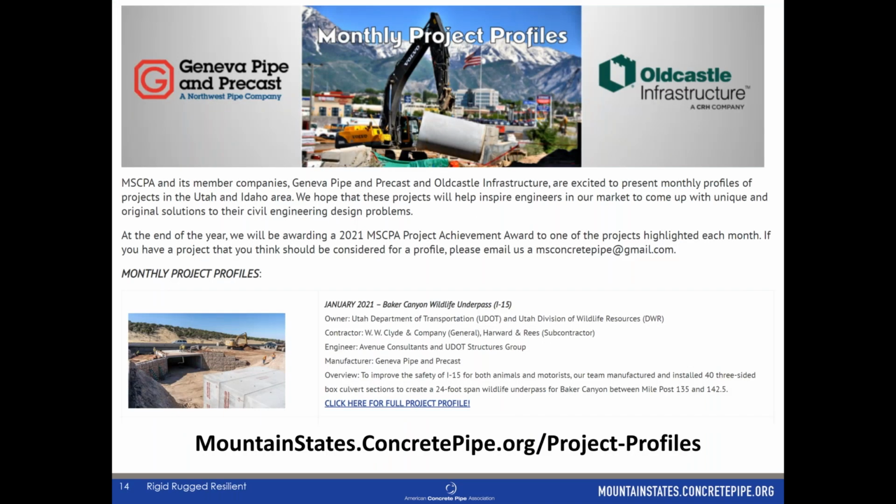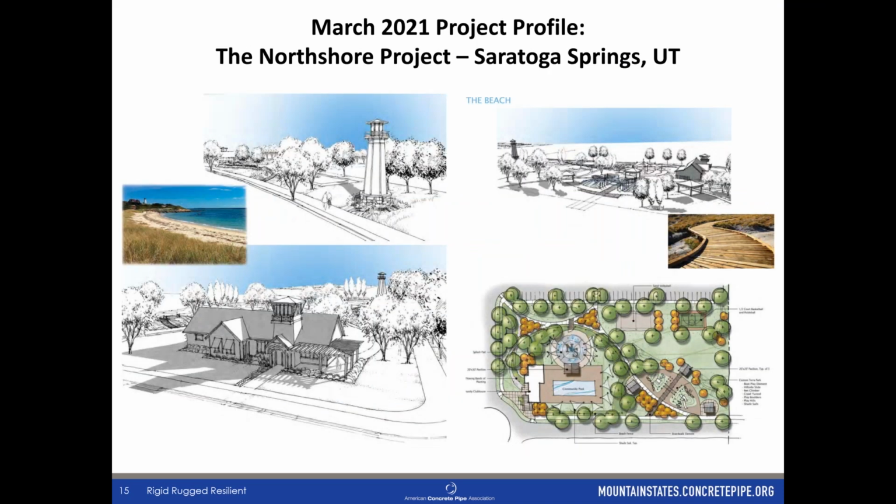We also have our monthly project profiles that are new this year, that we're going to be highlighting a new project every month. And that is at mountainstates.concretepipe.org/project profiles. This month's profile comes to us from Geneva Pipe and Precast. This is the North Shore project in Saratoga Springs, Utah. This is a very cool development.